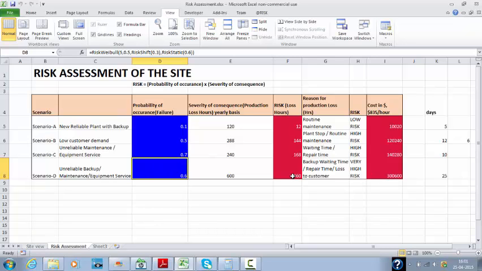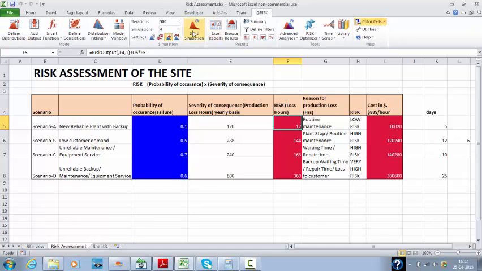So what we'll do is a Monte-Carlo simulation based on the distribution defined. I've chosen as outputs the risks, loss hours, and the cost as well. Now let's take the worst case. Before I do that, I think I should show you what happens if we have a new reliable plant with backup. Let me do the simulation.